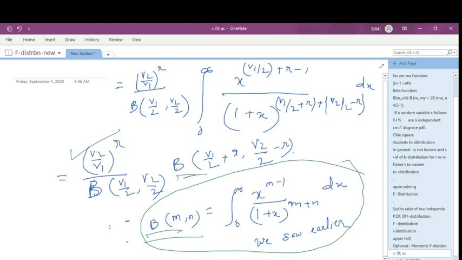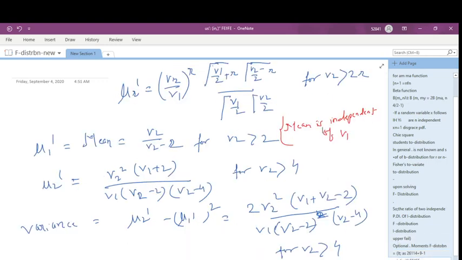Do not get overwhelmed. You have to try it. It is a bit tricky. I have not gone into the details of these calculations. It is just to show you why the standard beta and gamma function formulas are important. So finally, this is the final value of the r-th moment about the origin, represented in terms of the degrees of freedom and r.